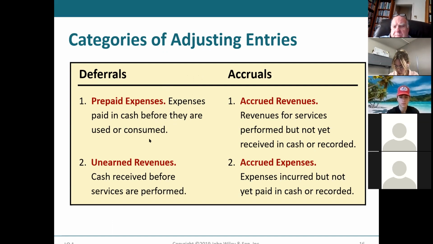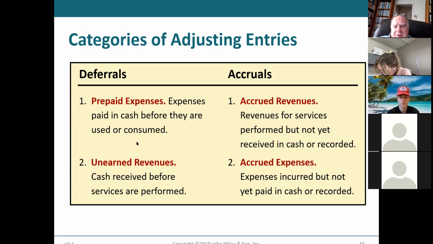Prepaid expenses. You remember your prepaid insurance, everybody? Prepaid insurance. That is a deferral. Expenses paid in cash before they are used or consumed. Unearned revenue, cash received before services are performed. Deferral, deferred. The word defer means to put off to the future. What we're saying with a deferral is money changed hands, but nobody has done anything yet, okay? Money has changed hands, nobody's done anything.